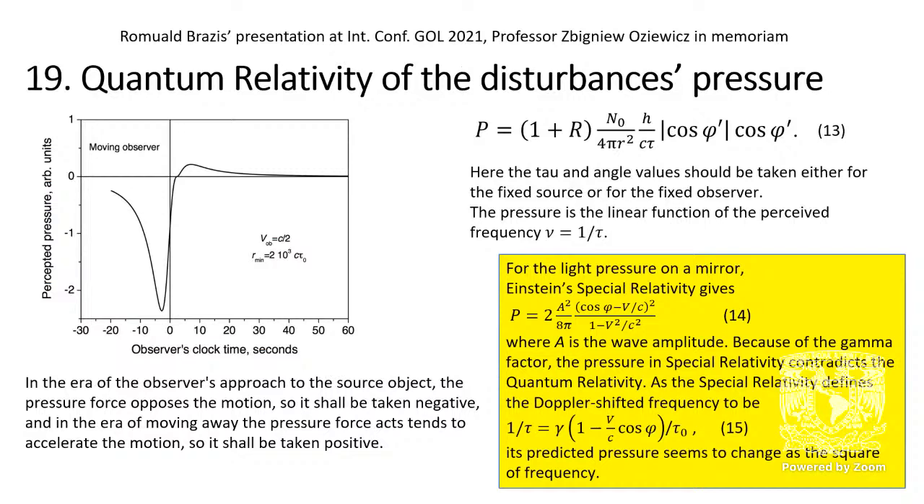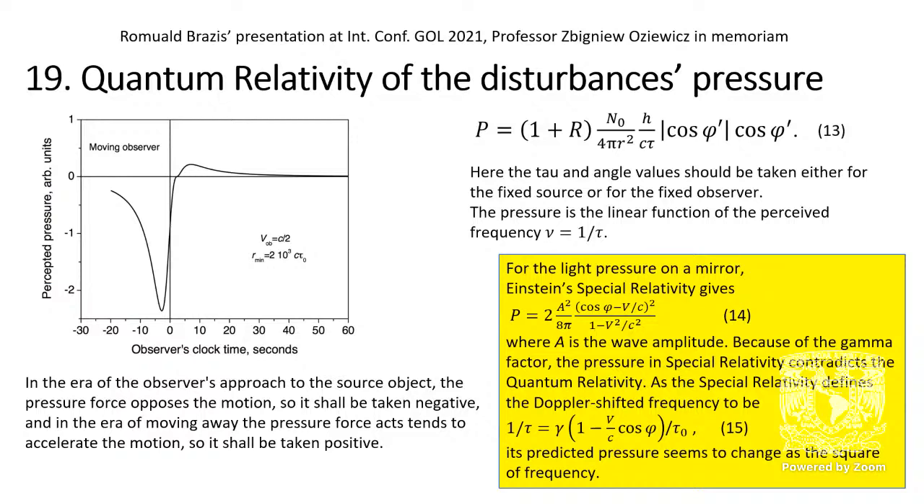The pressure is negative in the area of the observer's approach to the source, because the pressure acts then so as to stop the motion, and when the observer passes the source, then the pressure force is positive, tending to accelerate the observer's motion. The governing equation 13 includes the time duration that should be taken either for the fixed source or the fixed observer, and the angle of aberration accordingly.